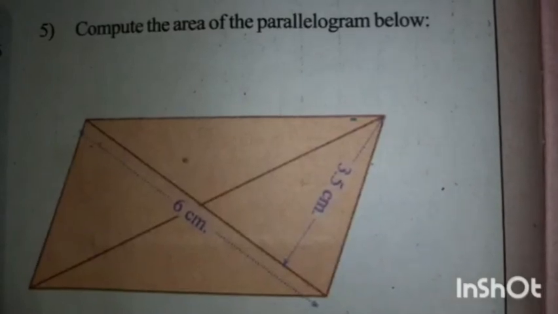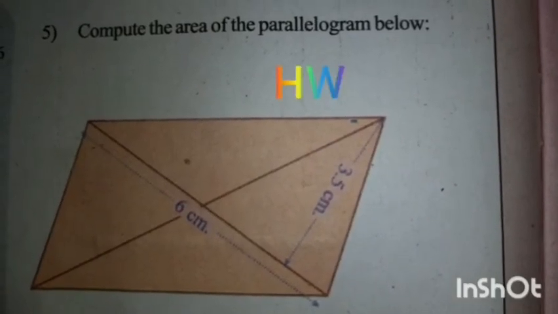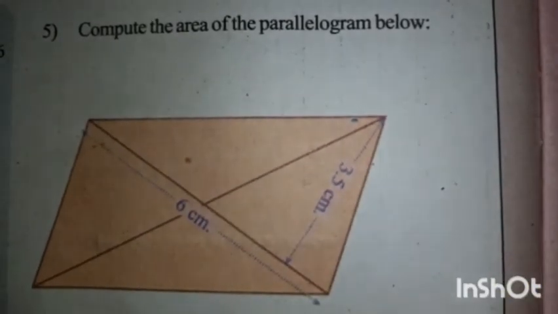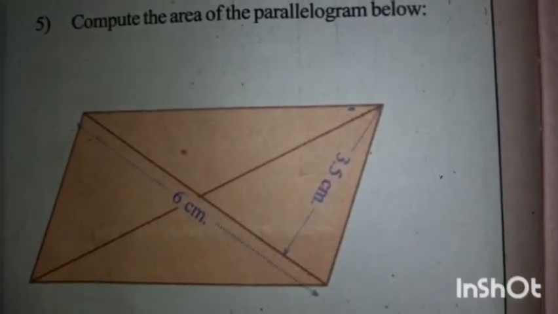This question is homework. Compute the area of the parallelogram below. Here the diagonal is 6 and this length is given as 3.5 centimeters.